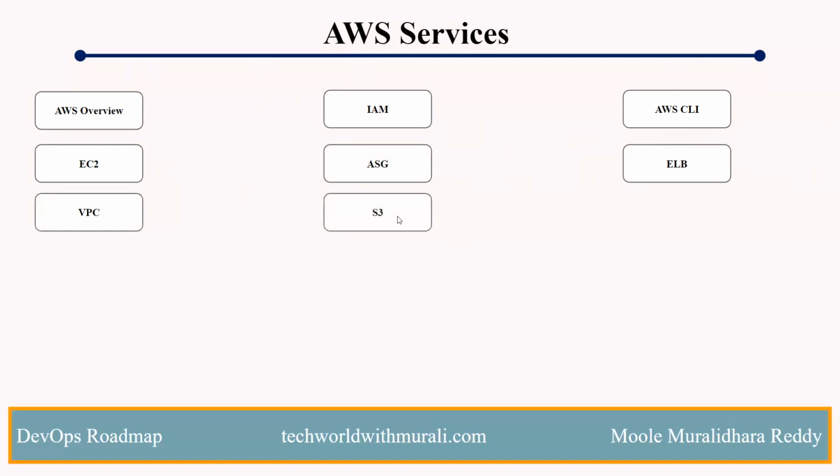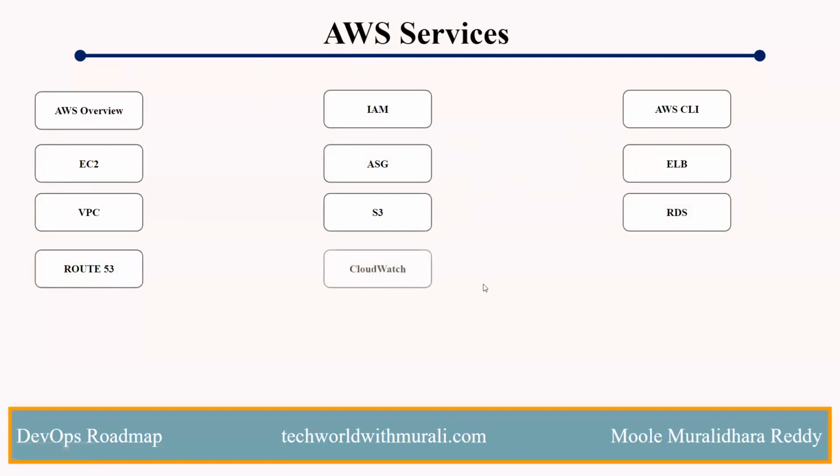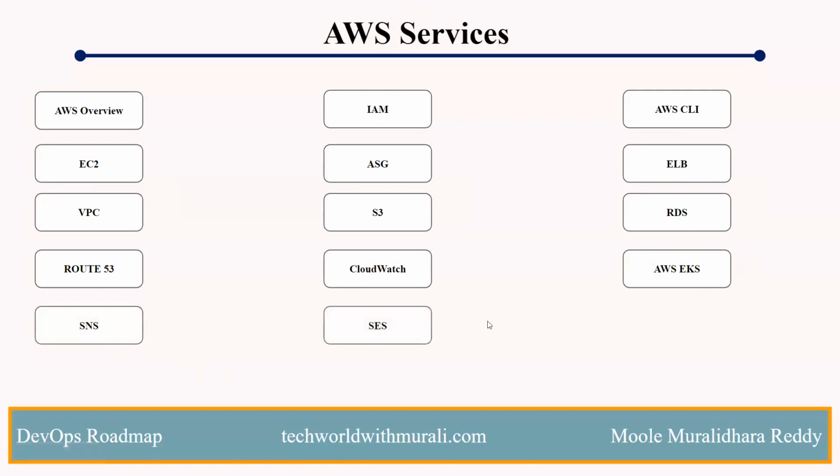And S3, Simple Storage Service. And RDS, database. And Route 53, to route the traffic. And CloudWatch for monitoring. AWS EKS, if you want to create an EKS cluster. And SNS, Simple Notification Service, SES, Simple Email Service, SQS. And also you should know EBS, Elastic Block Storage, and AWS ECR.